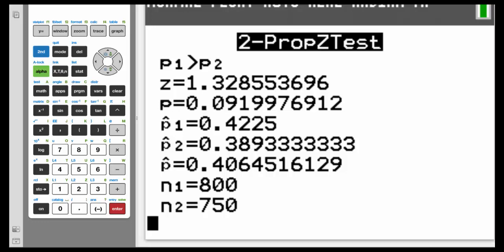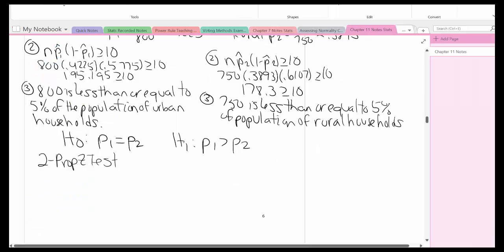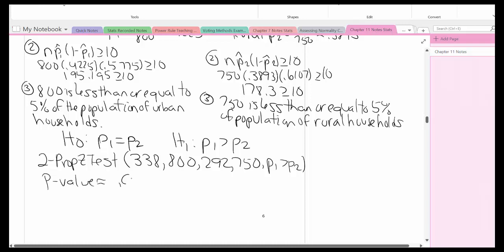Okay, let's put that on our paper now. Okay, so it's 2 prop z-test. And then again, 338, comma, 800, comma, 292, and 750, comma, P1 greater than P2. And then underneath, p-value rounding to 4 decimal places is this. Okay. Check that compared to the error. Clearly, that's not less than, so we will not reject the null hypothesis.